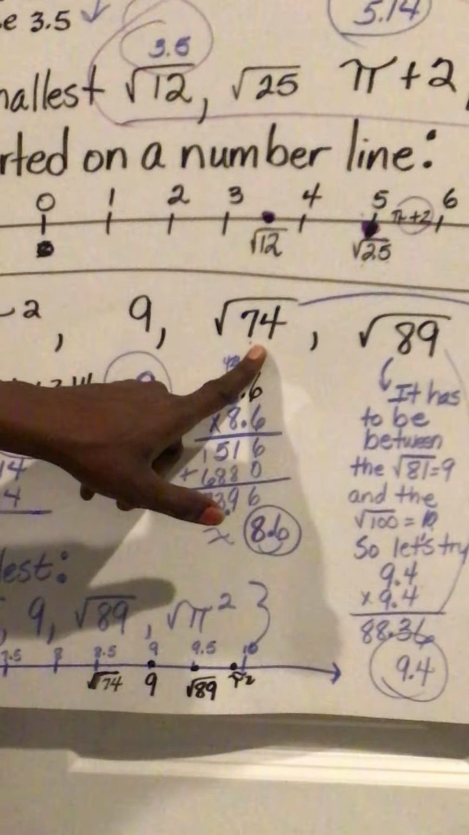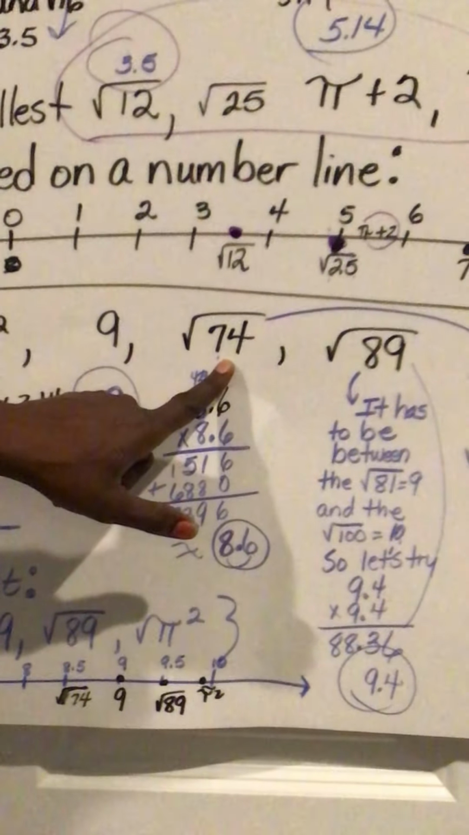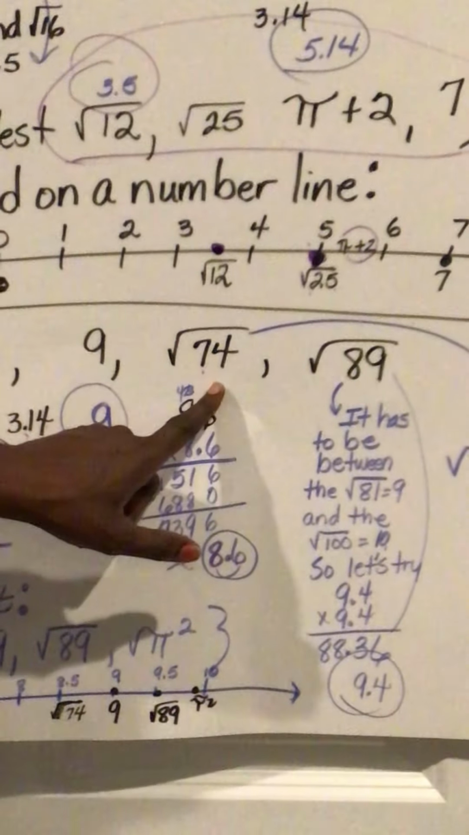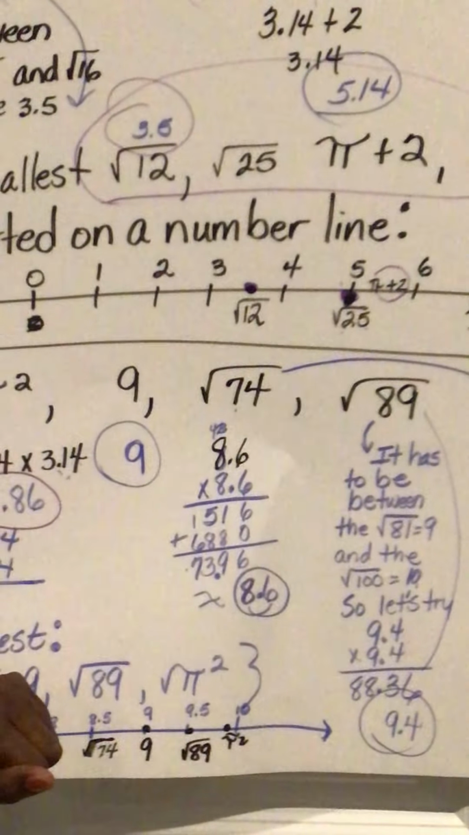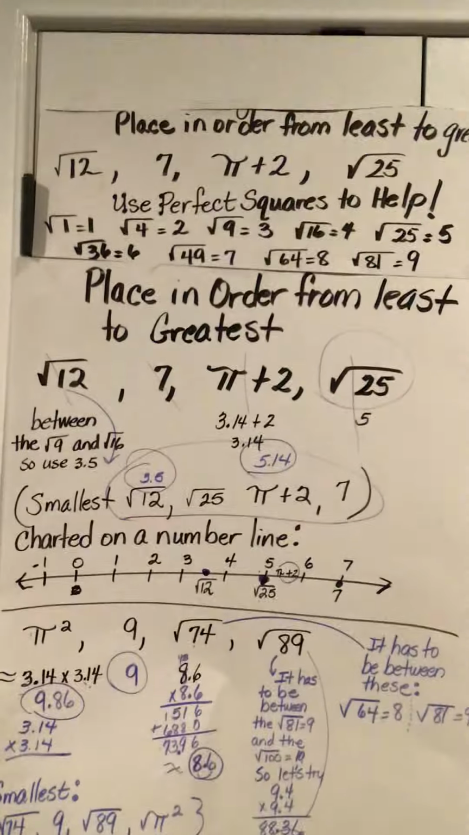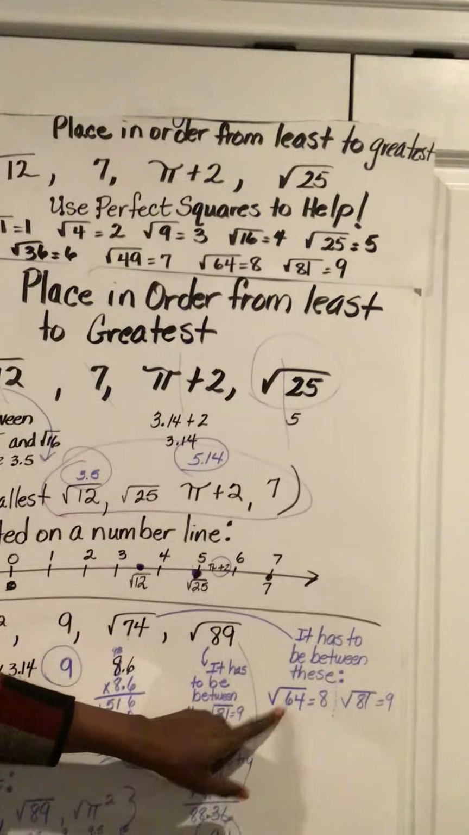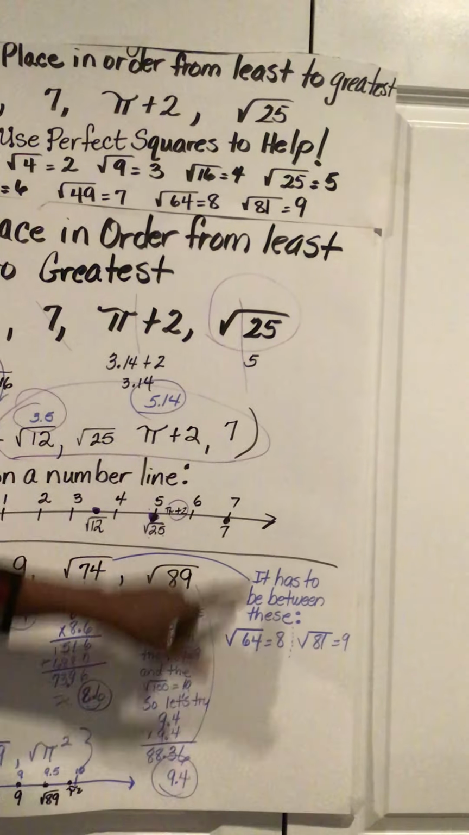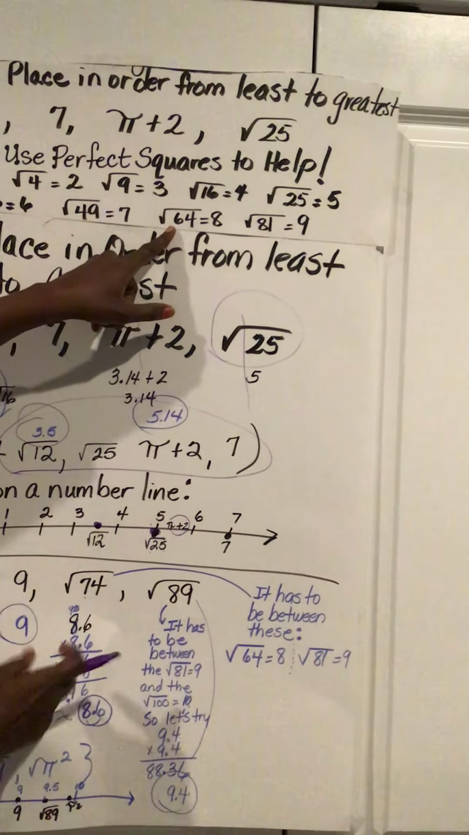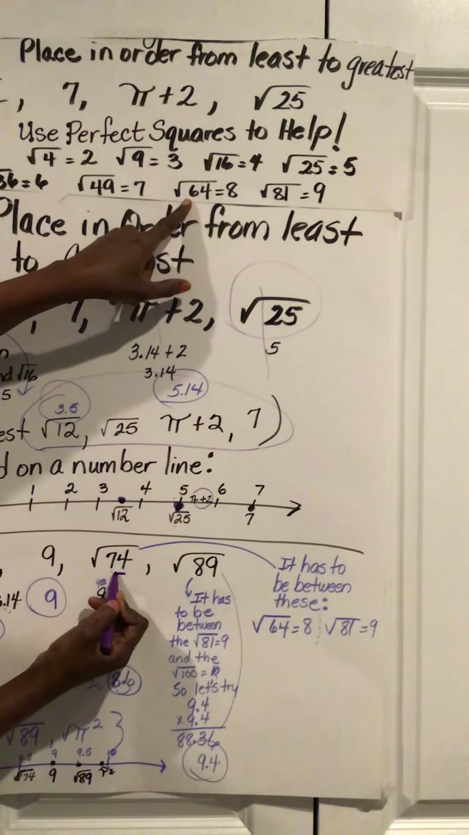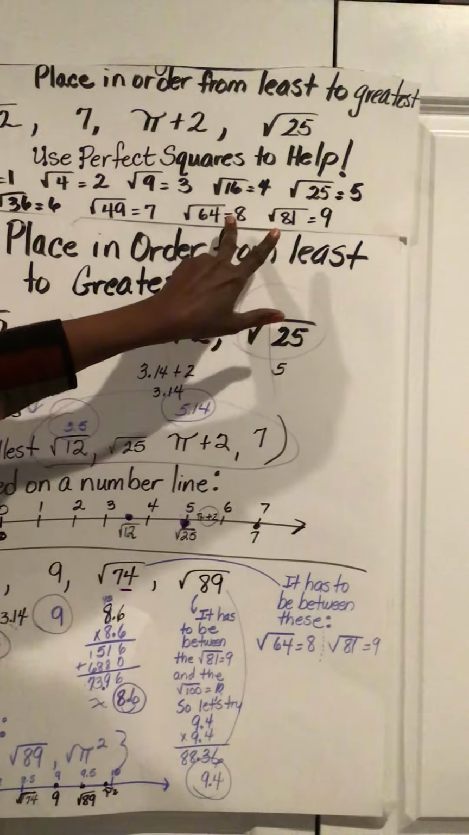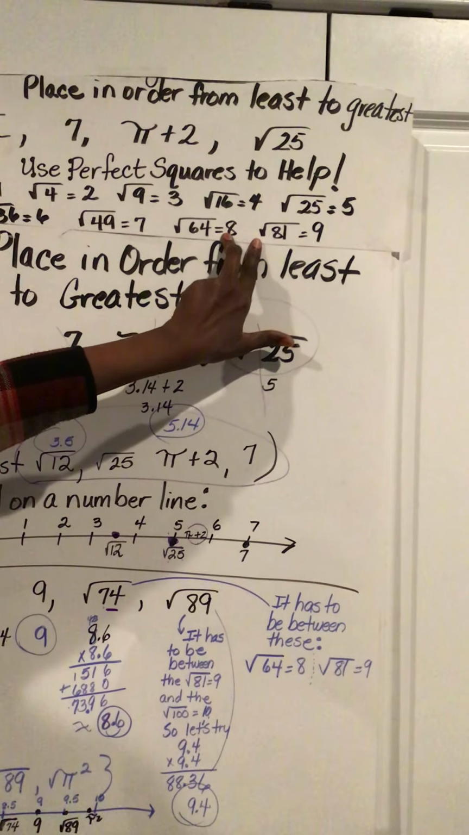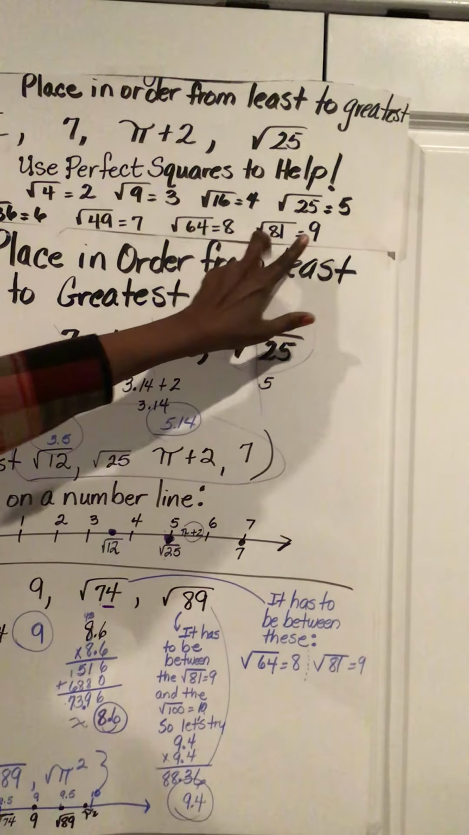I can't think of any two numbers that, if I multiply them together, are going to give me 74. But I need to get as close as I can. So let me think. What can I do on that one? If you have your square root chart with you, you can look up here. Remember, we're trying to get to 74. The closest I see that we can get is between 64 and 81, which is 8 and 9.